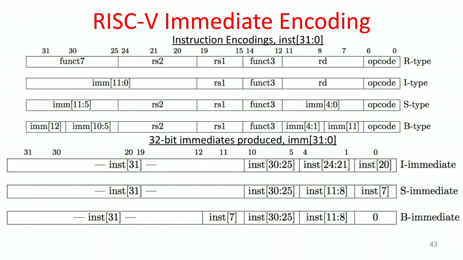And here's a summary of where the immediate fields appear in the different types of instructions. And so what we need to do is reassemble, or make a 32-bit immediate from the various fields of the different types of instructions. So if you're building hardware, you have to know this in order to get all the muxing to work out properly. I won't go through all the details now.